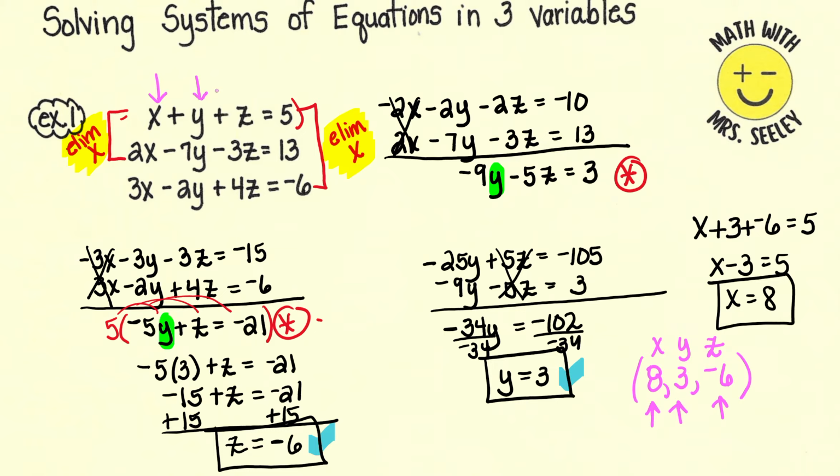8 plus 3 plus negative 6, and hit equals, and you get 5. Then do the same for the next one. 2 times 8 minus 7 times 3 minus 3 times negative 6, and it equals 13. Lastly, 3 times 8 minus 2 times 3 plus 4 times negative 6, and it does equal negative 6. It must check in all three in order to be a solution.